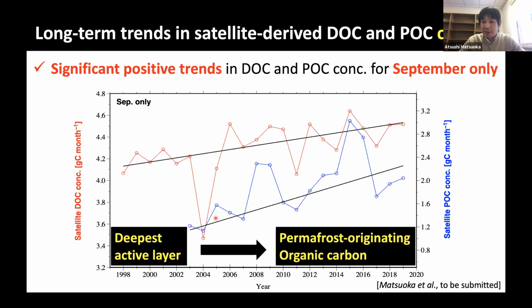POC reflects rather physical trend, physical transport of organic matters. So both these results suggest that we can monitor the permafrost originating organic matters in coastal waters from space.